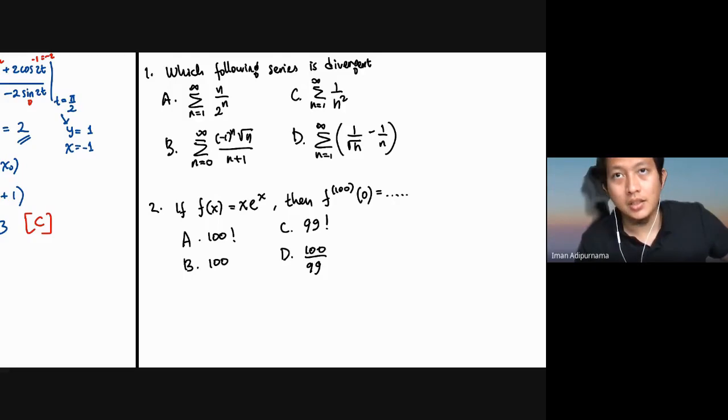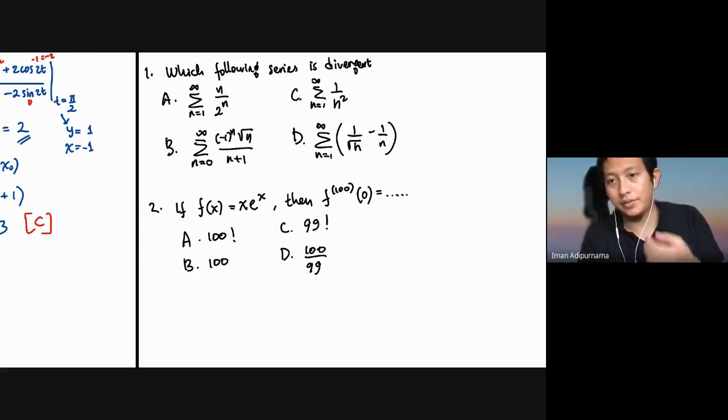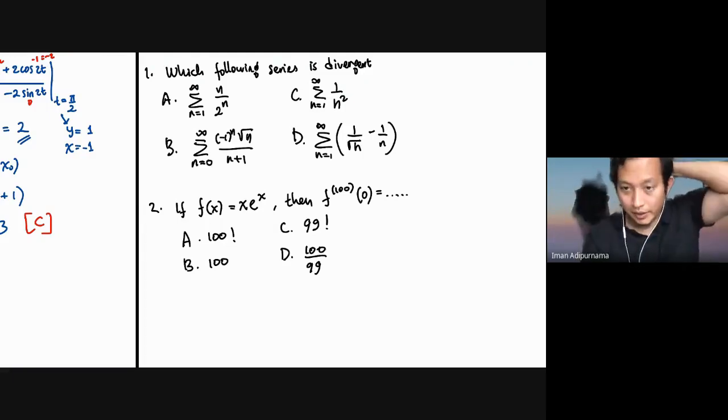f100 means you derive 100 times. Okay, and when x is 0, it's a Maclaurin series. So Maclaurin series, you have f from the first equation, and then the first derivative, second derivative, third derivative, until some n derivative, right?